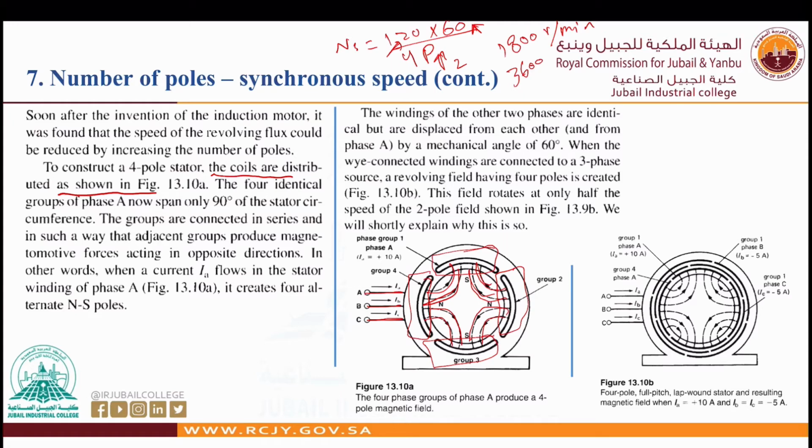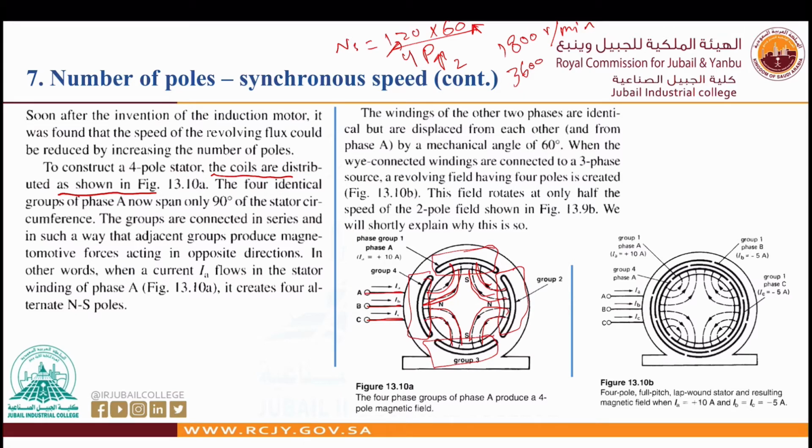Although we have three-phase windings, the way the poles are connected is still important in order to find the synchronous speed that you need.